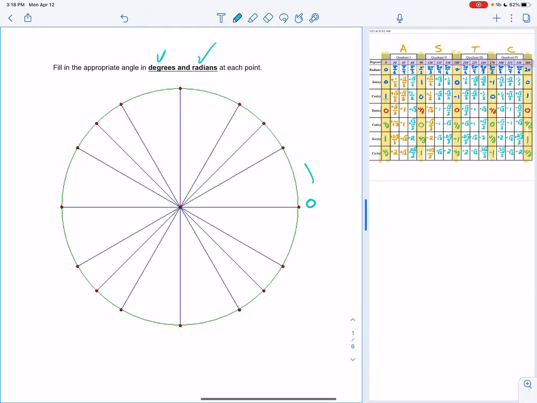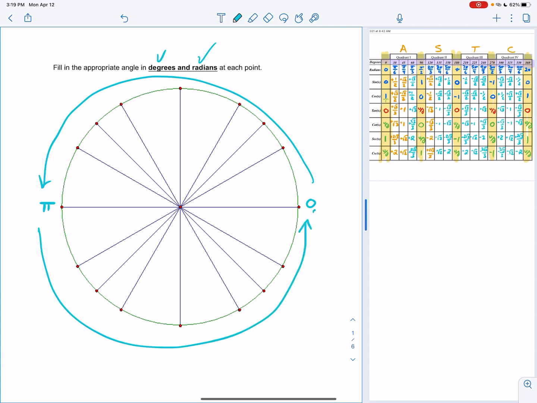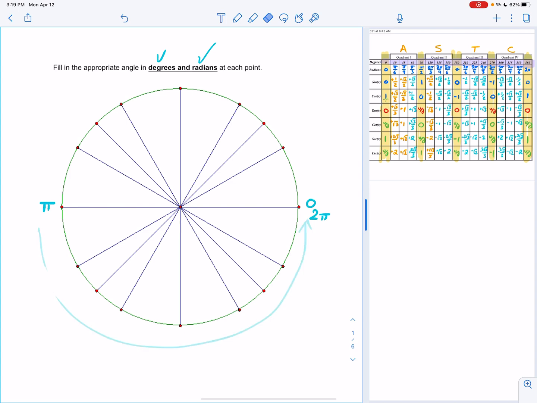I know that if I were to travel a semicircle, that is 1 pi. Because remember, 1 pi is equivalent to 180 degrees. 1 pi radians. So if I travel another semicircle, that's really 2 pi. So 0 and 2 pi are coterminal angles. Okay, they're equivalent in the sense that they end up in the same spot.